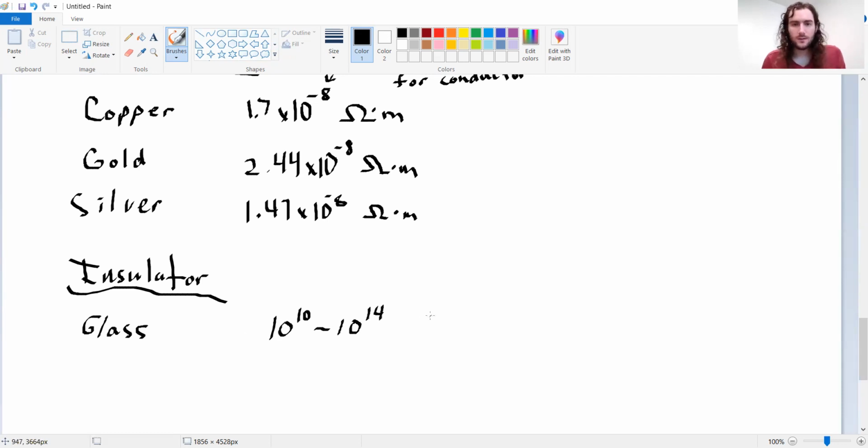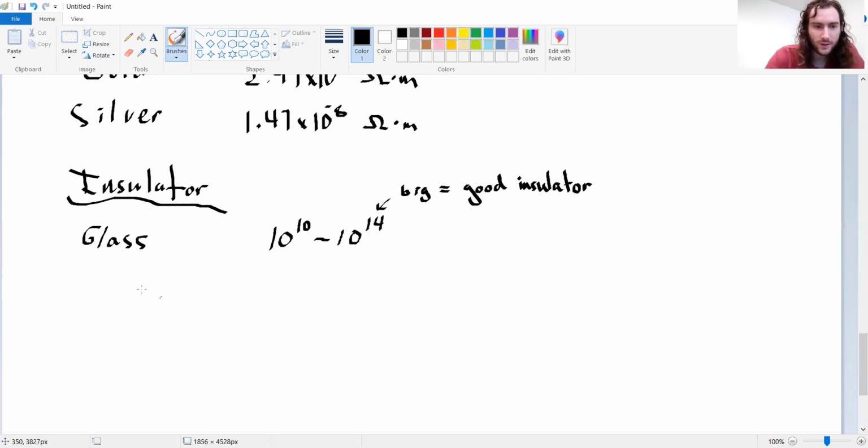Again, if you have a specific kind of glass, you could write down a number, but there are many different kinds of glass. So in general, glass is going to range from 10 to the positive 10 up to 10 to the positive 14. So this is big, right? Big equals good insulator. If you have big resistivity, you're a good insulator.